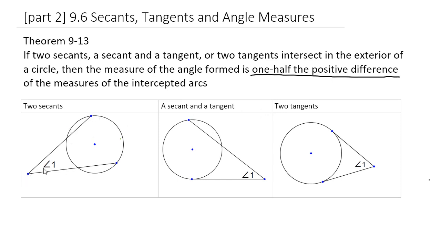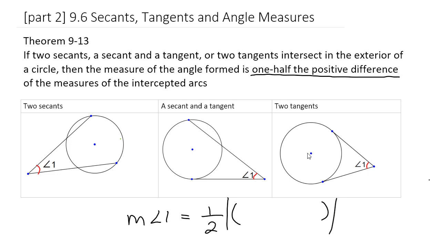So I don't have any specific points here. The only thing that I have is the angle created by the 2 intersecting lines. So this angle here, here, and here. And they're all labeled angle 1 because once again the relationship is going to be the same. So we're going to be able to describe the measure of angle 1 as being 1/2 the positive difference of the intercepted arcs.